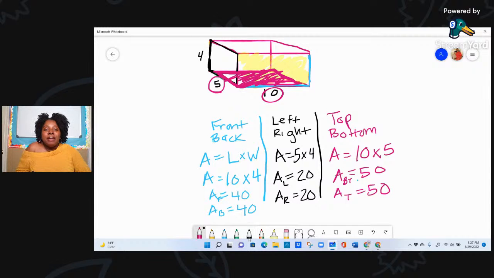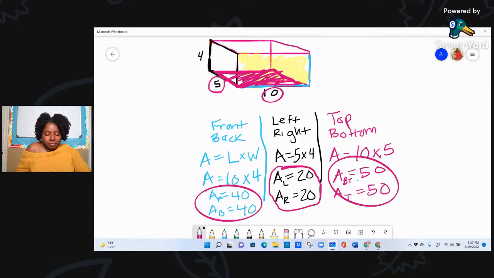And surface area says take all of these and all of these and all of these and add them together. And that gives you your surface area. So we have 40 plus 40, which is 80. 20 plus 20, which is 40. So 80, oops.